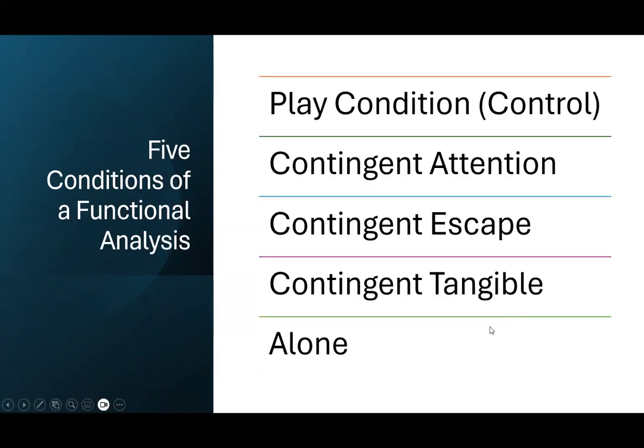Next, we'll be talking about the 5 conditions. With a functional analysis, the 5 conditions are play, which is a control condition, contingent attention, escape, and tangible. Lastly, there is an alone condition. In the following slides, I will discuss how to properly conduct a functional analysis within the conditions.